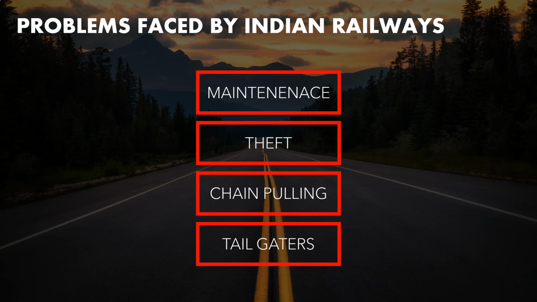The Indian railway network is facing several issues on account of torts or civil crimes conducted by the Indian population. The main problem is that the maintenance is low, as it's a government institution. And there are several instances of theft, chain pulling, and tailgaters. And tailgaters are people that don't pay for tickets, but they still avail the facility of the transport. So these are called torts.